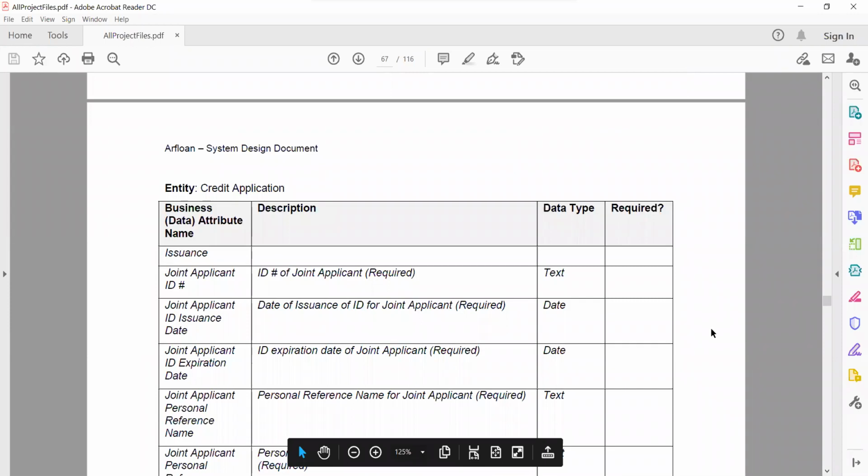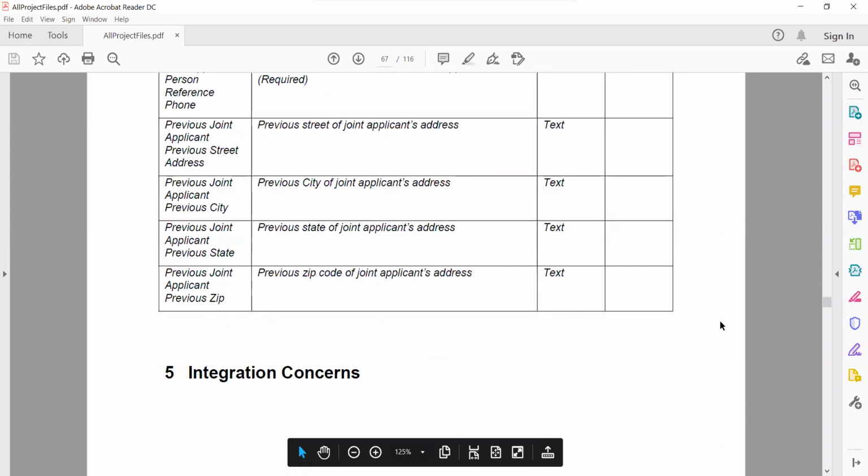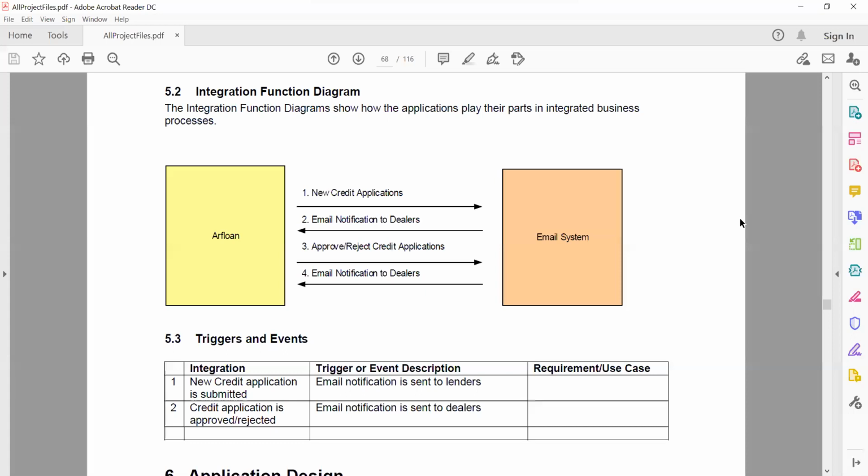All right, so let's go to the integration concerns. The integration concerns essentially talk about whether this system integrates with external systems, and what kind of information they pass back and forth. In this particular example, for Arfloan, the only external dependency identified was the email system. So this section talks about what information goes into the email system and what information comes from the email system into the Arfloan.